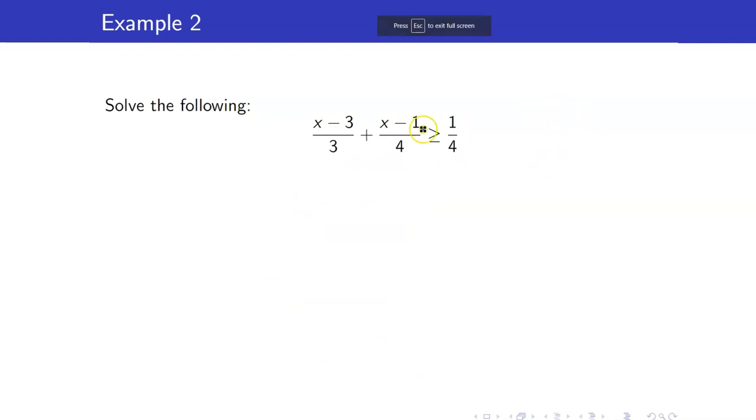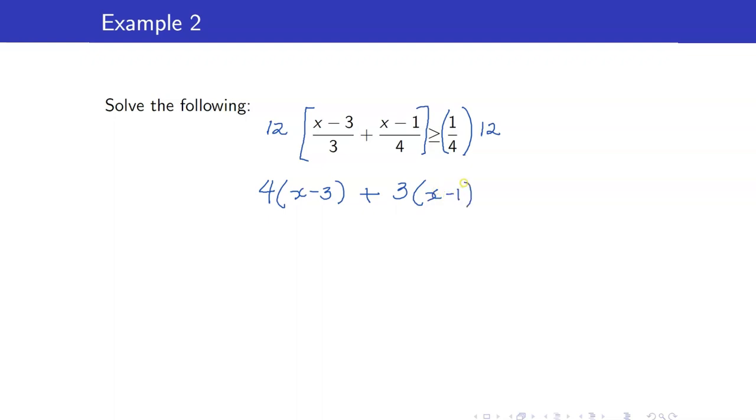For our next example, you also have an inequality and then you also have fractions here. We simply multiply both sides by the LCD, which in this case is 12. So we have 12 times x minus 3 all over 3 is 4 times x minus 3, plus 12 times x minus 1 over 4 is 3 times x minus 1, greater than or equal to 1 fourth times 12, which is equal to 3.